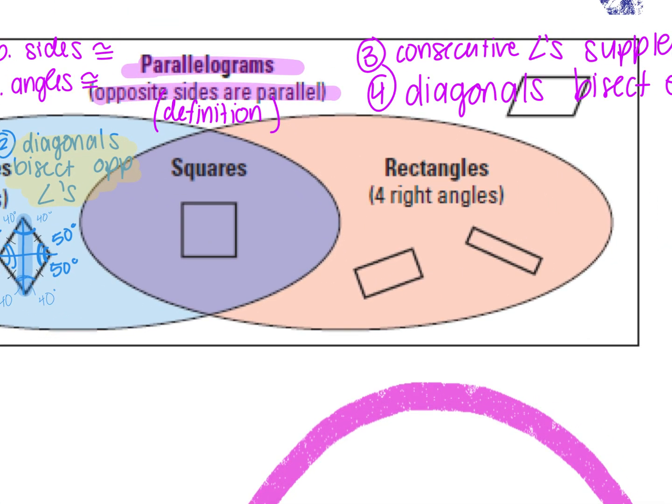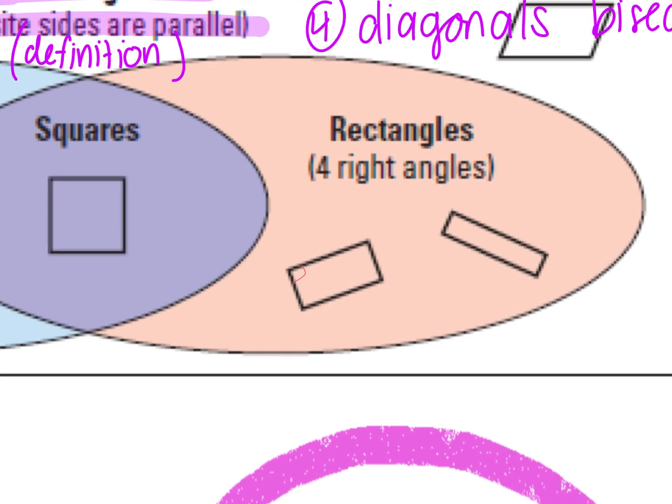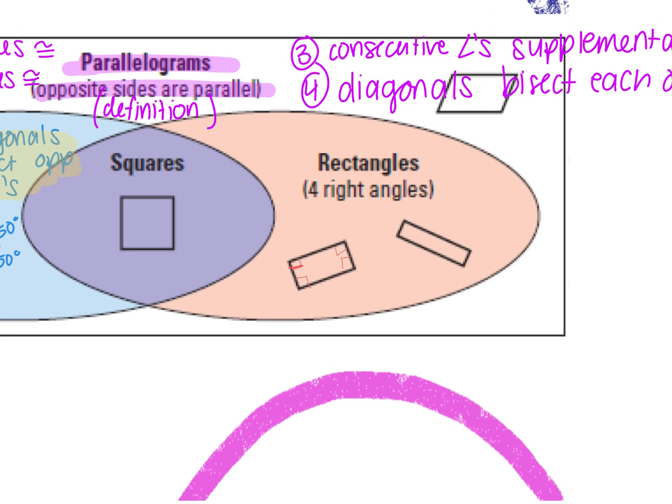Now let's go to rectangles. Looking at rectangles, 4 right angles. You have to know that in a rectangle, there are 4 right angles. And I'm drawing it in red. I don't know if you could see it right here. Okay, that's one thing about a rectangle that we know.